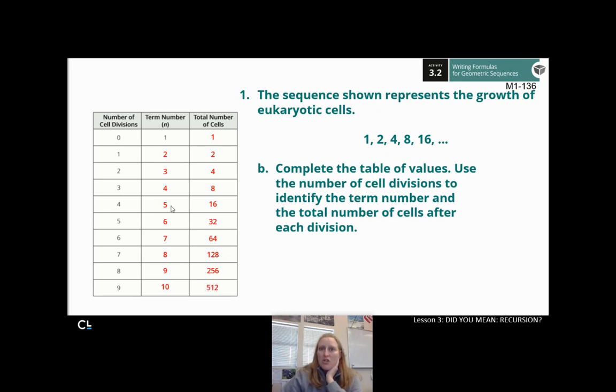So again, just like with our baseball home run hits, notice that the number of divisions is off by 1 from our term number because the initial term was from before anything split. All right, so our number of cell divisions is always 1 less than our term number. And of course, our actual term value, our total number of cells, just keeps doubling, right? That's what keeps happening here.